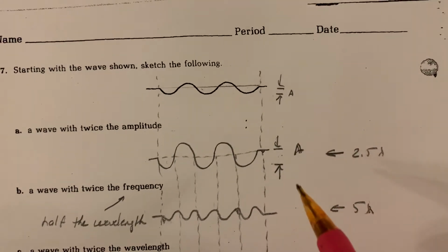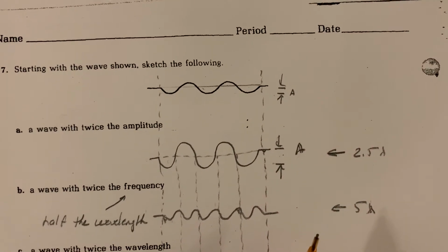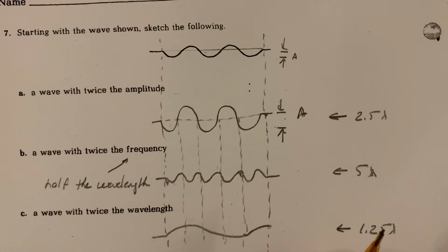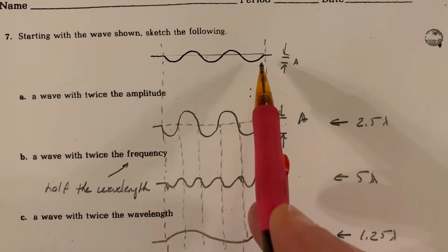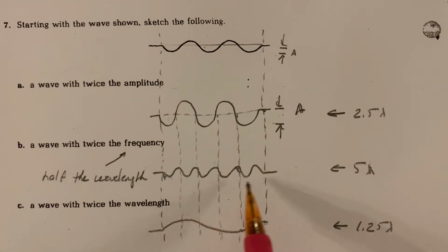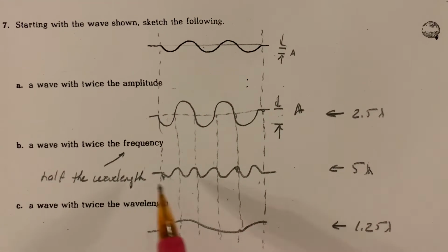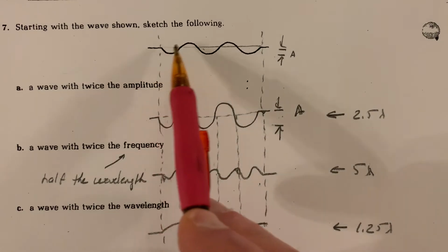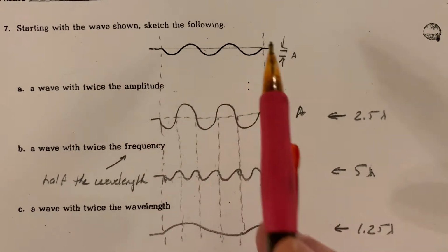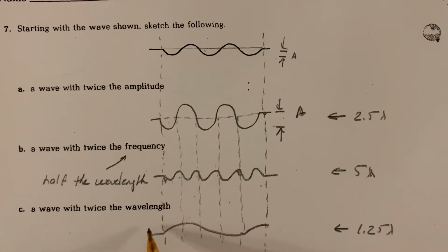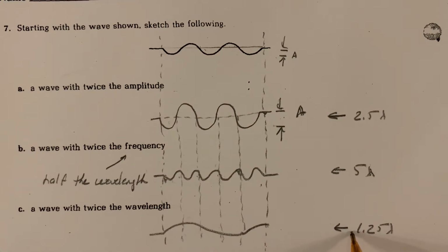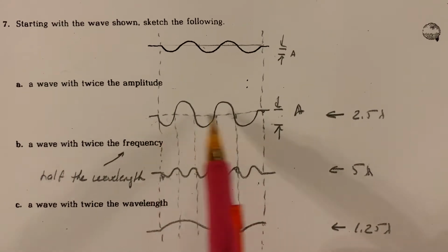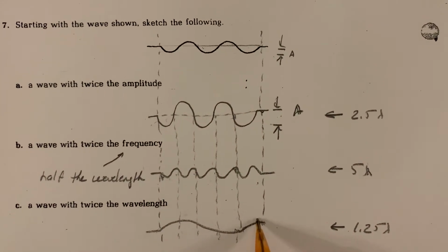Now, a wave with twice the frequency means it's going to have half the wavelength. So what was 2.5 wavelengths here now becomes 5 wavelengths. 1, 2, 3, 4, 5. With twice the wavelength, I'll only get 1.25 wavelengths. So in the distance I had 2.5 wavelengths, I only get 1 plus another quarter.